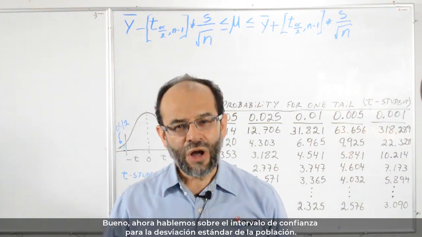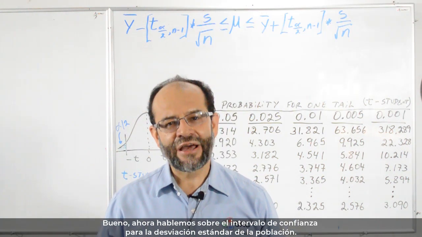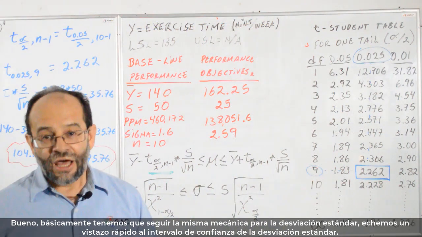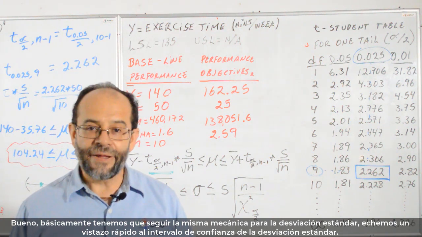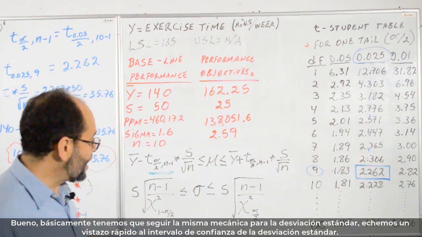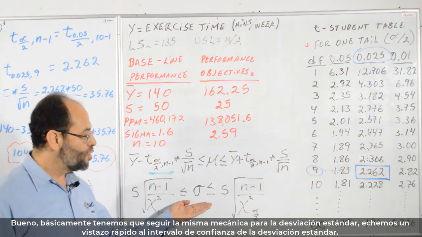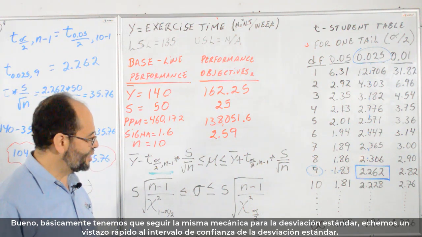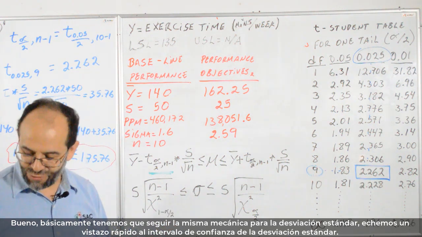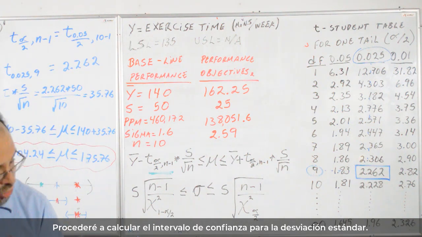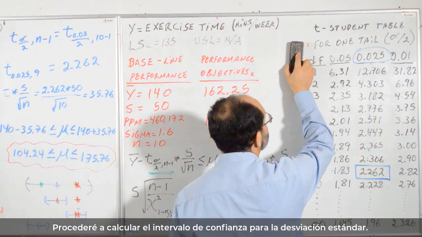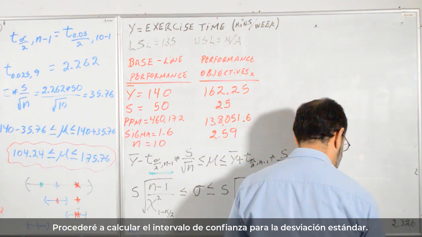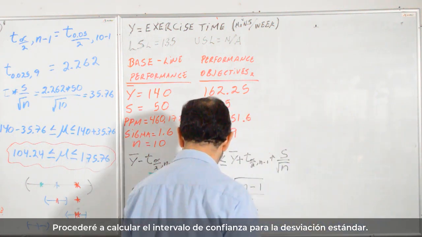Well, now let's talk about a confidence interval for the standard deviation of the population. Basically we have to follow the same mechanics, and the same thing is going to happen always. Let's take a look at the confidence interval for the standard deviation. So I'm going to erase the t-student table here, and here I will be calculating the confidence interval for the standard deviation.